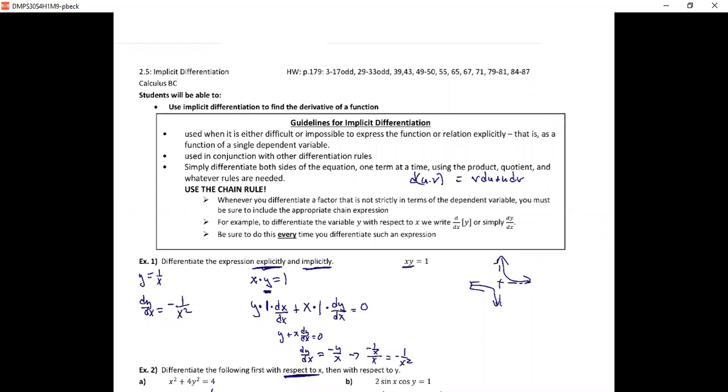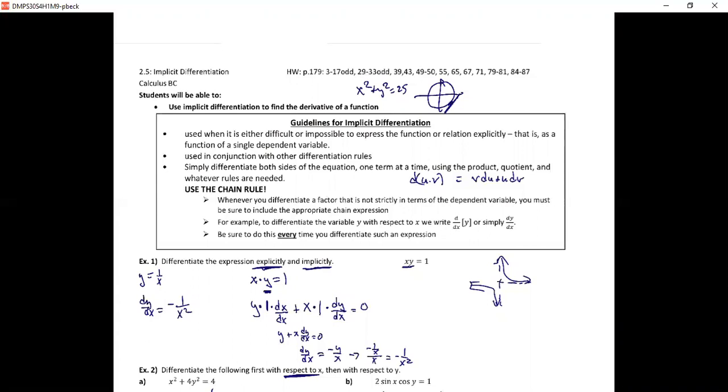In 2.5, we're going to start by talking about implicit differentiation. Now, the idea behind implicit differentiation and why we care is our goal so far has been to figure out the derivative. The derivative will allow us to find the slope of the tangent at a certain point. Now, what happens if we have, say, a circle, which let's just say x squared plus y squared equals 25? How do we find the slope at a certain point on the circle?